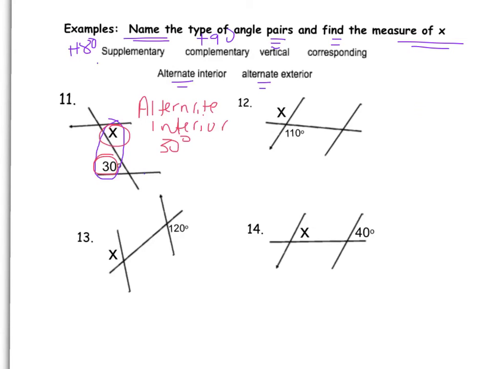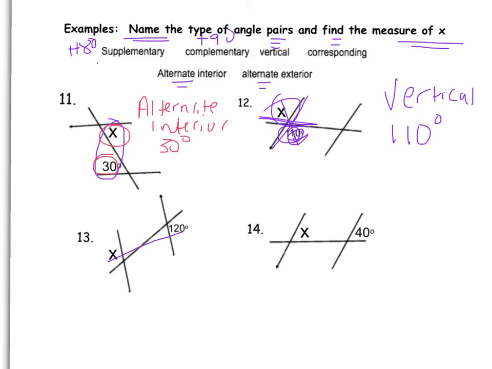All right, 12. This is a repeat from your last assignment. They are across from each other, so they are vertical angles. Vertical angles are congruent as well, so they're 110. If this one's 110, this one has to be 110.